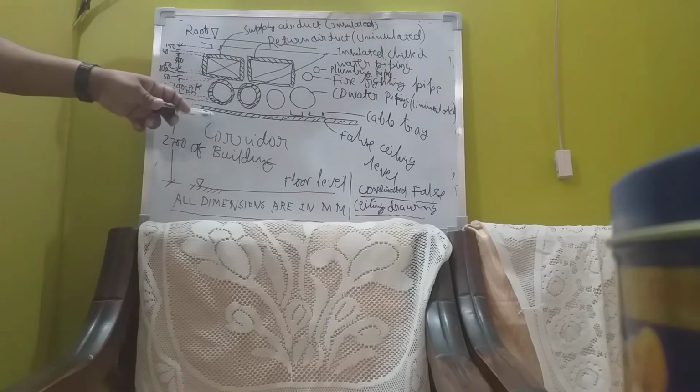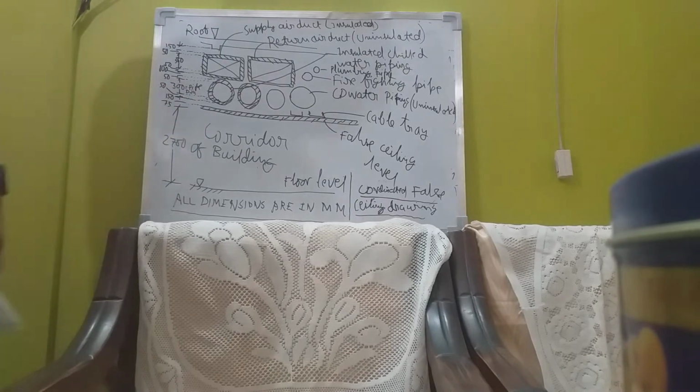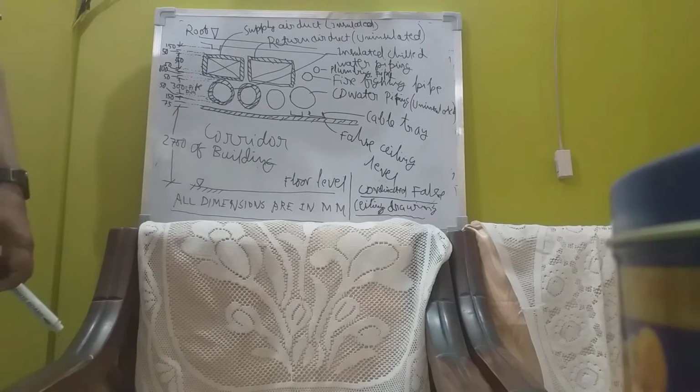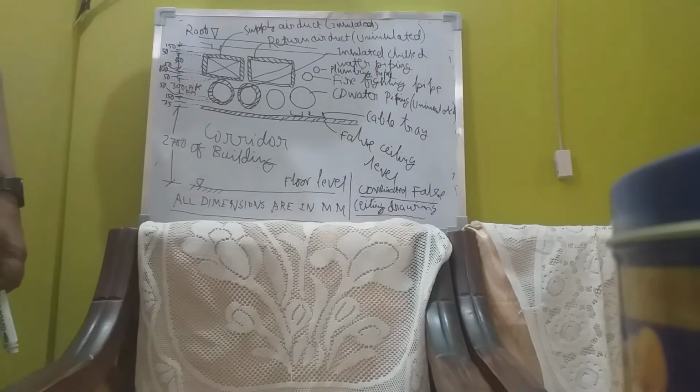This dimension from the bottom of the false ceiling to the floor level, we are taking 2700 mm. That is around 8.5 feet. This is just the OK level of false ceiling. A false ceiling should be around 3000 mm.